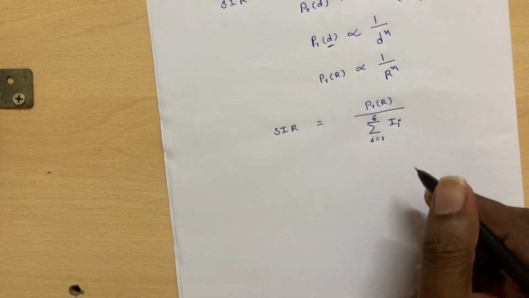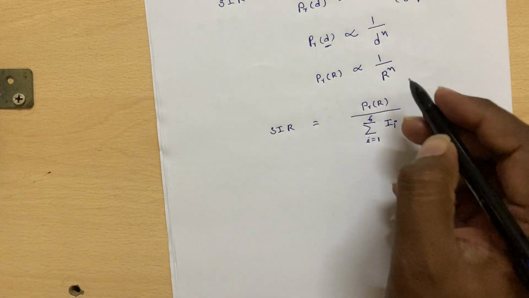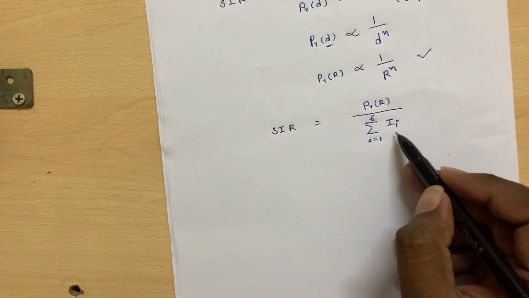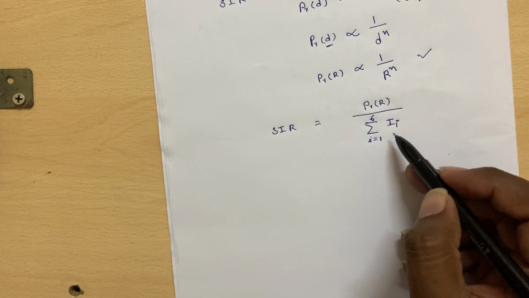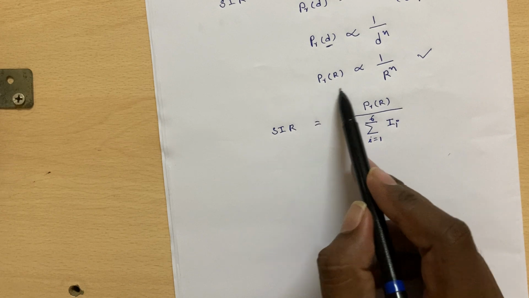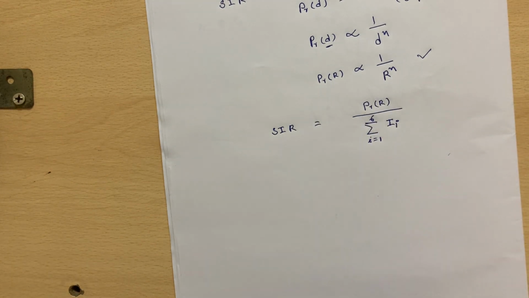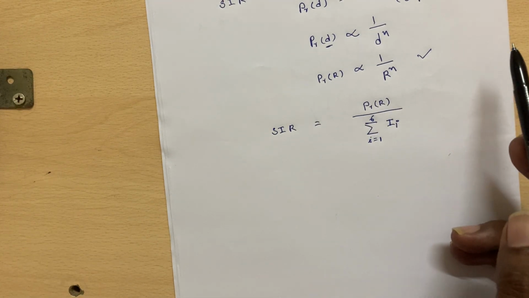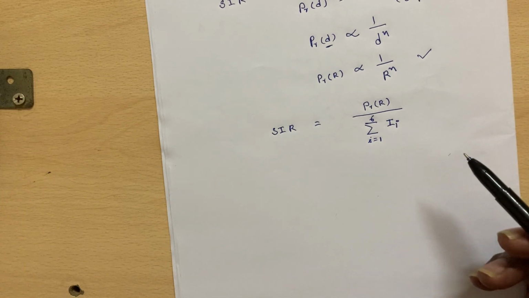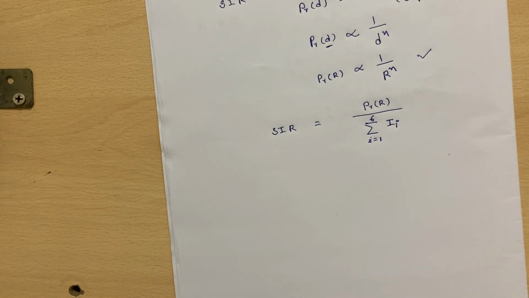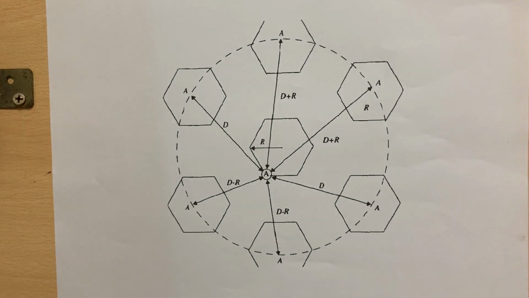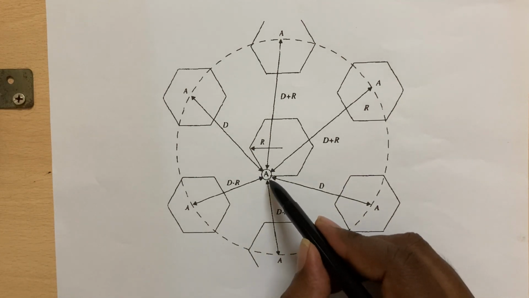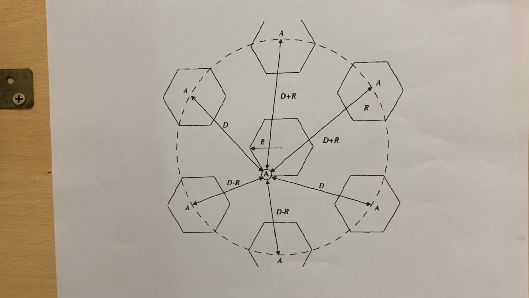And I_i also has the same kind of relationship, because they are also transmitted from some base station and received at a certain distance. So they also follow the similar thing. But we have to see the distance between the co-channel interfering base station and the cell edge. For that, if you observe here, see here is the cell edge. There are 6 base stations here, which are co-channel cells.